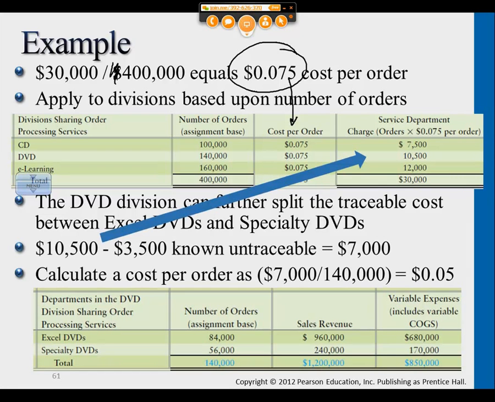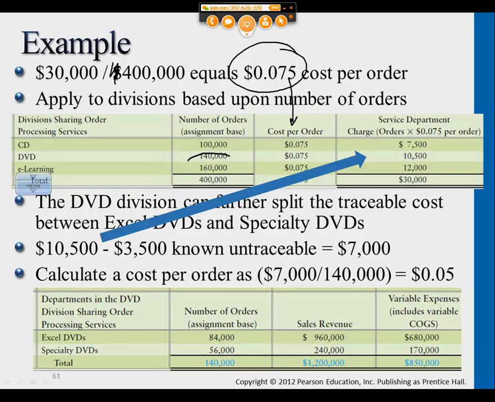Okay, so what am I going to do here? 10,500 is what I found as a service department charge. I also know that there is 3,500 as a known untraceable cost. So what I'm going to do, I'll subtract it, and I know that 7,000 I can't trace. So how am I going to trace this?